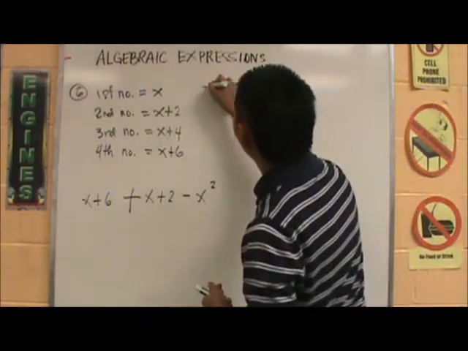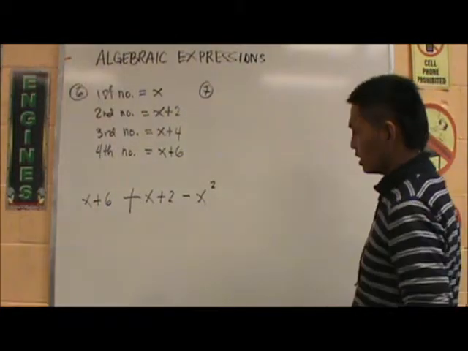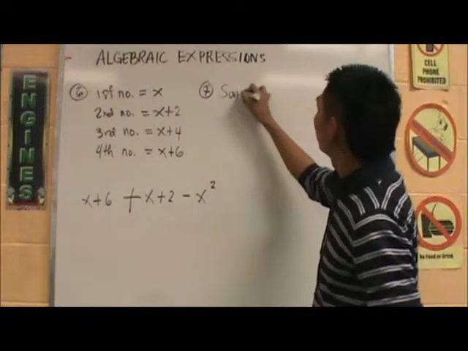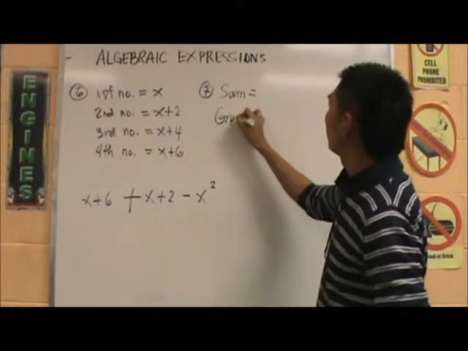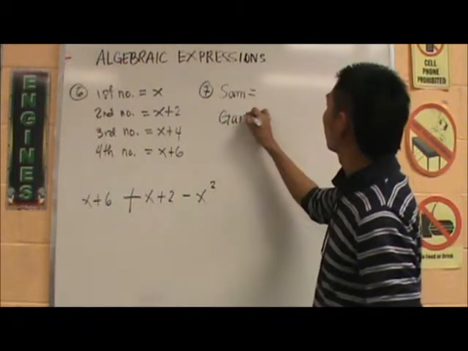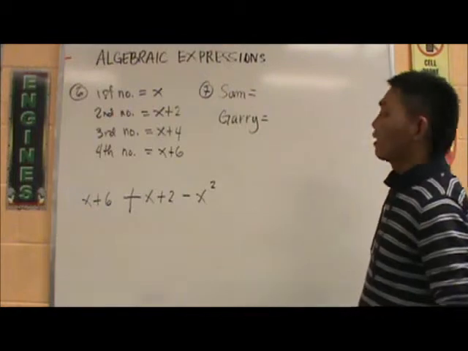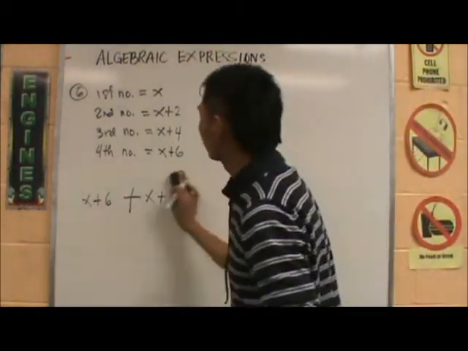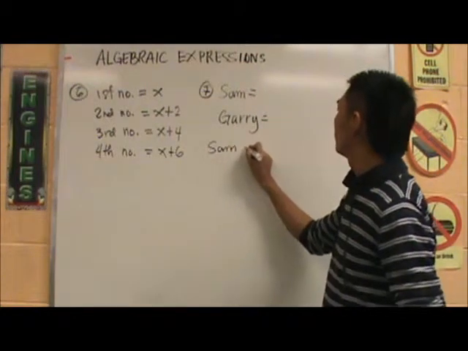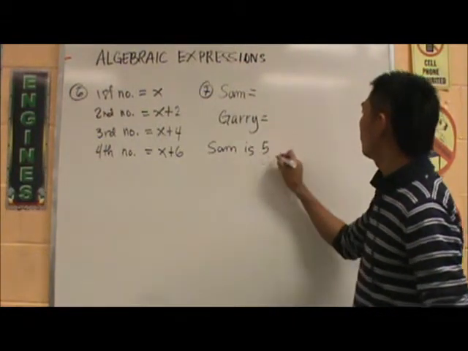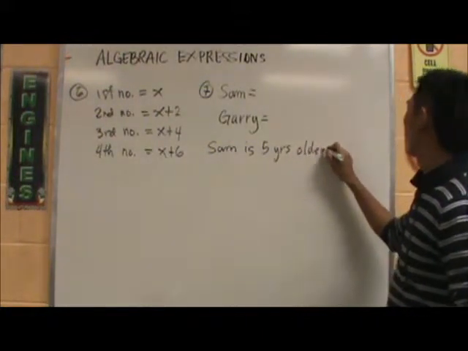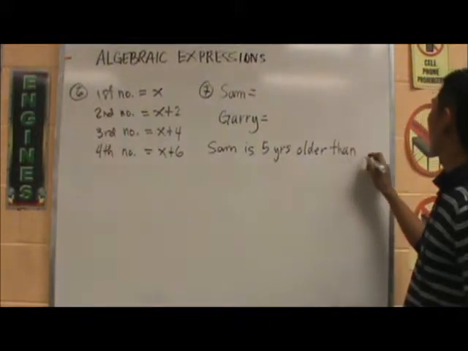Now, how about here, number 7? Let's talk about Sam and Gary. Okay, now here's the problem. Sam is 5 years older than Gary.